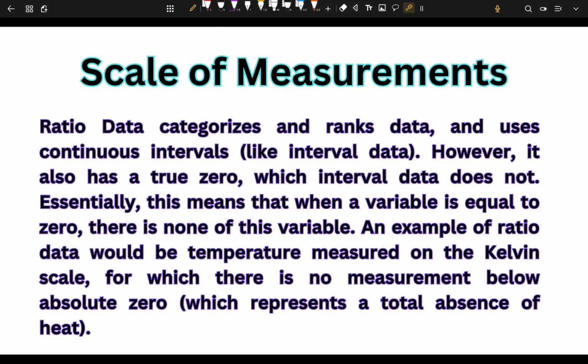Ibig sabihin, kung meron tayong value na 0, automatically, wala talaga yung variable. An example of ratio data would be temperature measured on the Kelvin scale, for which there is no measurement below absolute zero, which represents a total absence of heat. So, wala na tayong value below 0. Di ba may mga negative values tayo pagdating sa interval data? Dito sa ratio data, wala tayong negative measurements. Talagang 0, kung saan total absence na yun.